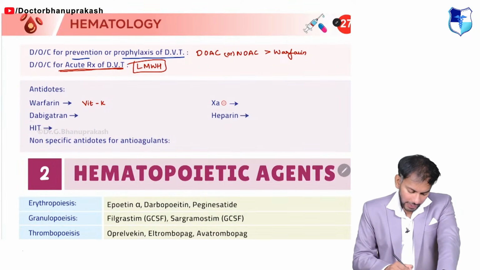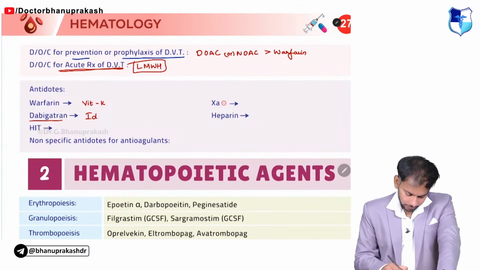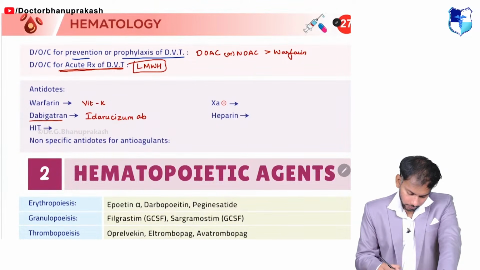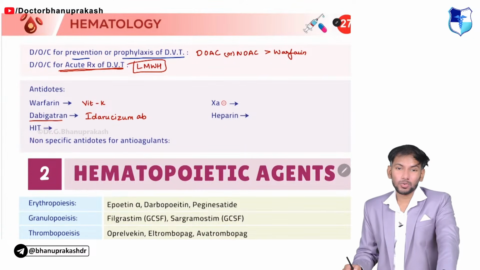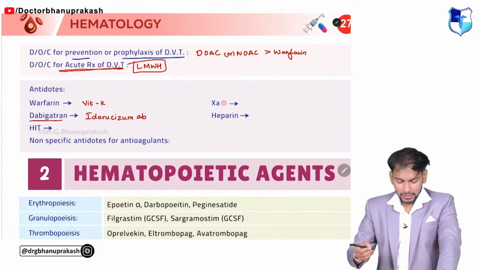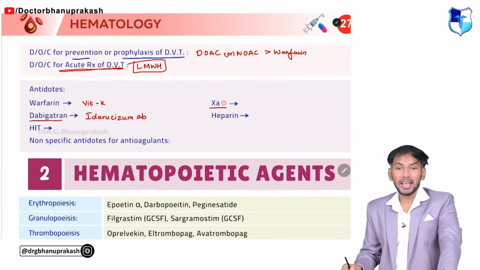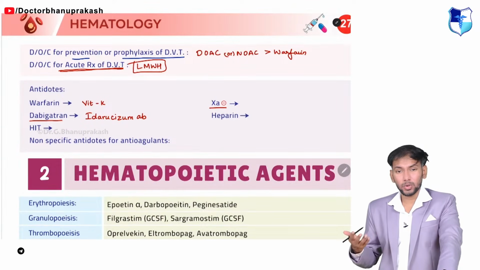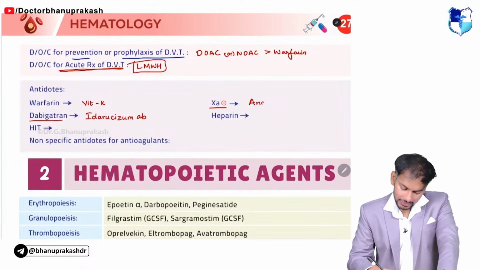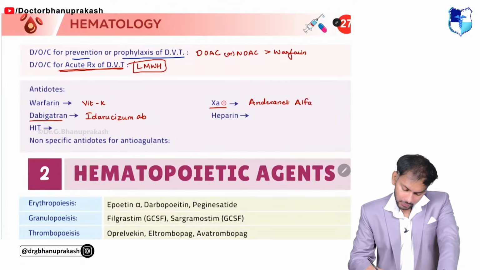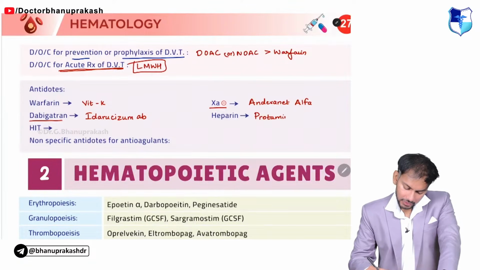Now, what is the antidote for dabigatran? It is idarucizumab. What is the antidote for XA blockers, 10A blockers? These are exabans. What is the antidote for this? It is andexanet alpha. For heparin, it is protamine sulfate.